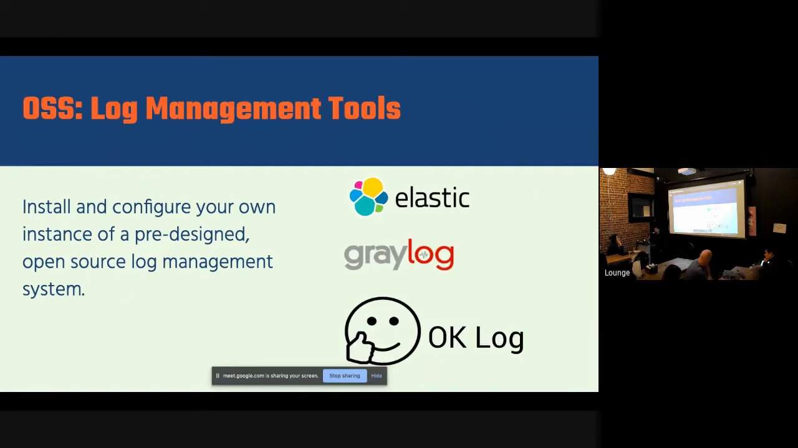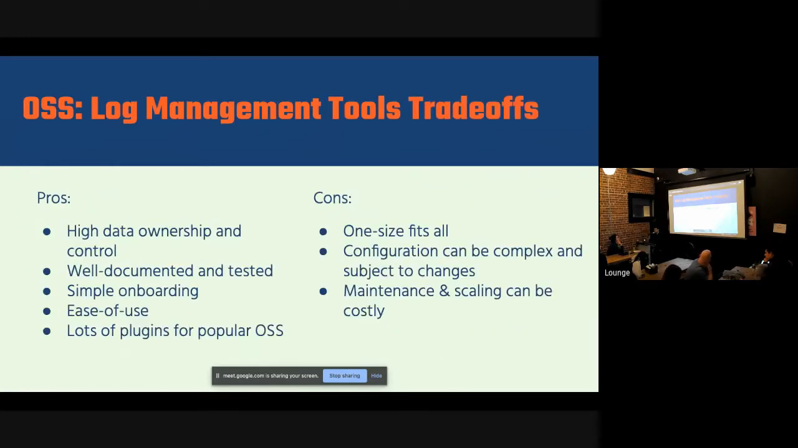What are the trade-offs here? So you maintain high data ownership and control. They're well documented and tested, generally easy to use, and there are lots of plugins because it's open source. Cons are it's one size fits all, the maintenance and scaling can be costly, and it can get complex quickly if the configuration changes, and you have to figure that out on your own.